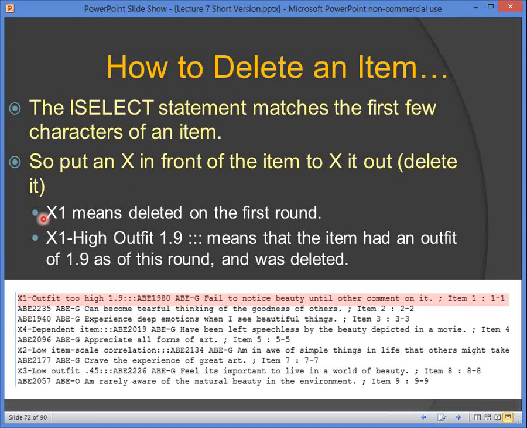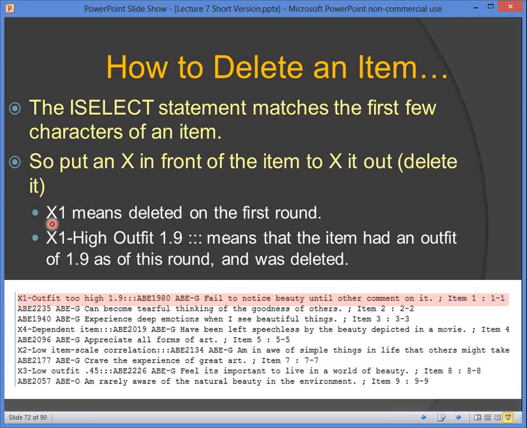Okay? After you've done that and you've looked at some output, you're going to delete items. And in order to delete an item, I just put an X in front of the item. Because remember, iSelect tries to match the spelling of the item. So if I put an X in front of ABE, that item will no longer be selected into the analysis anymore. The X means the item has been crossed out.